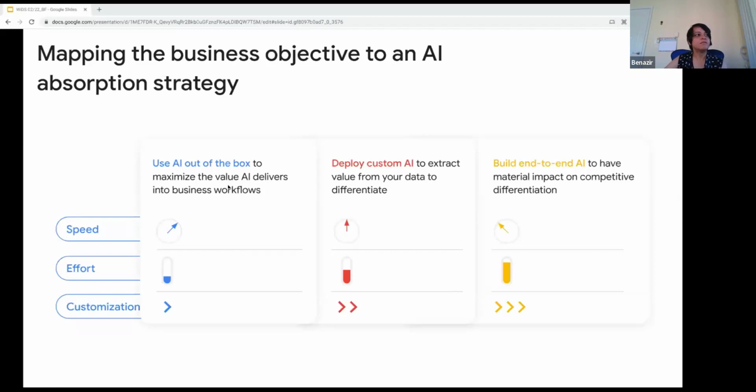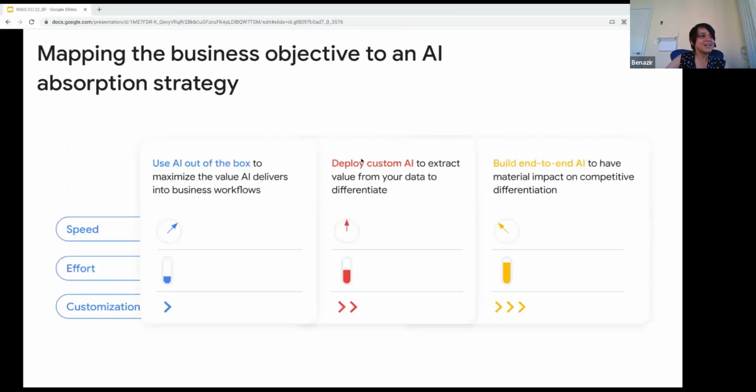Right now in the market, you'll see there are many options where you can use AI out of the box. There are many vendors who provide APIs. If you want to do object detection, you don't have to write an object detection model by yourself. You can use APIs, like Google provides an API. I know other vendors also provide them.